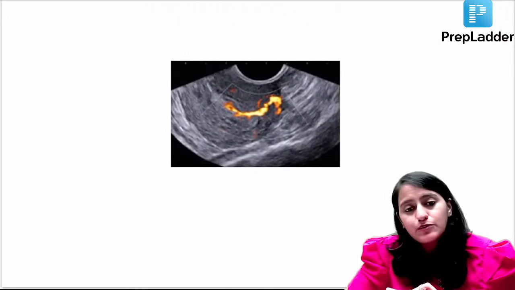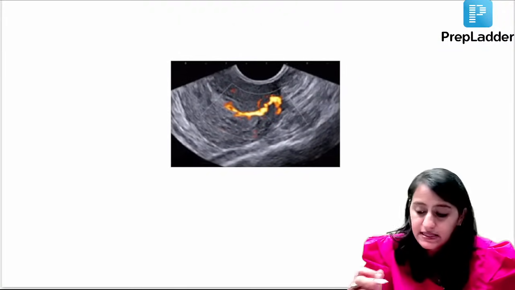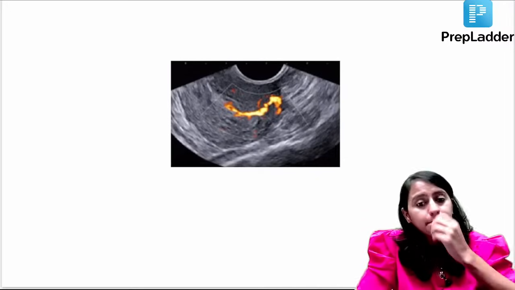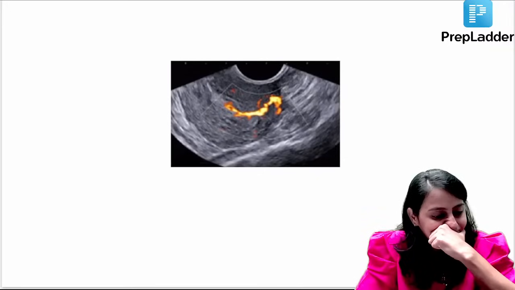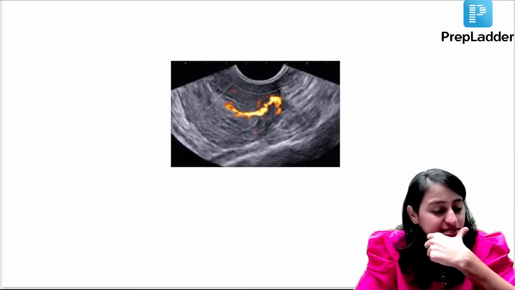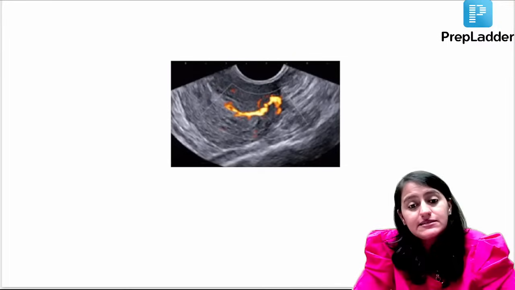Okay, so that is the double bleb, normal. What are you seeing here? What is this investigation here? And what are you seeing here in this image? No, this is not double decidual. This is double bleb.